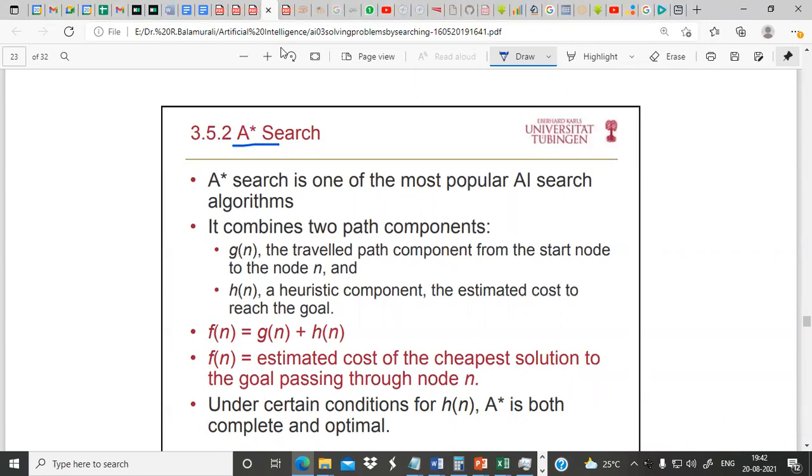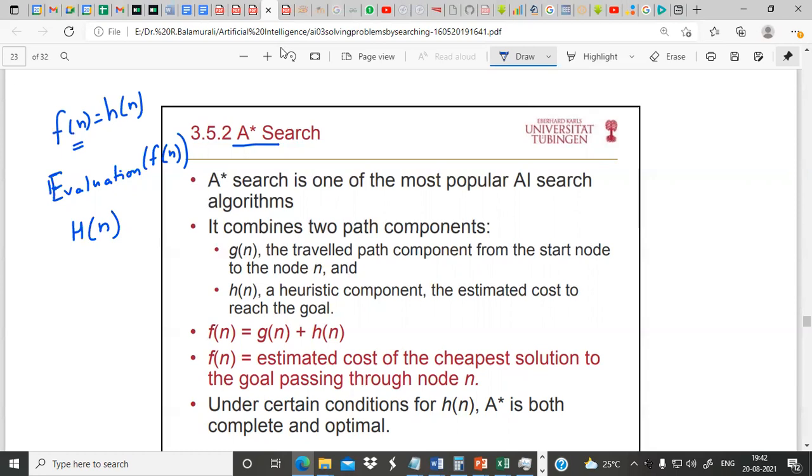Any heuristic search algorithm uses two functions, as we discussed in the last class. It uses an evaluation function, and also a heuristic function. This heuristic function will be a part of this evaluation function. The evaluation function is represented as f of n. The evaluation function used in greedy best-first search is f of n equals h of n. That is, it uses the heuristic function itself as the evaluation function.